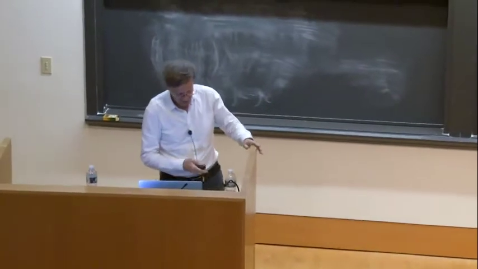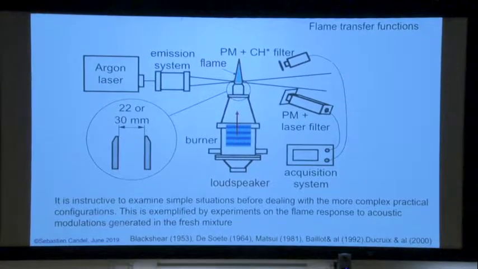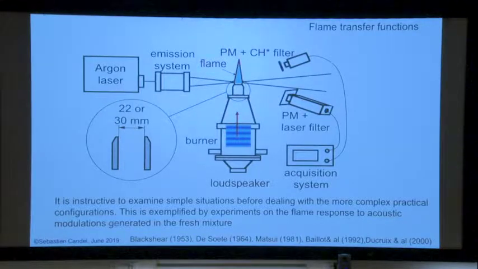So let's begin with this very simple experiment. These were experiments at the turn of the century, before the year 2000. We have the loudspeaker, we send acoustic waves, they get on the flame. You have the flame, which is a conical flame here. You can study the velocity fluctuation using laser Doppler, so you have to put some oil droplets inside. And then you look at the radiation from the flame using a photomultiplier equipped with a filter. For example, you look at CH star or OH star.